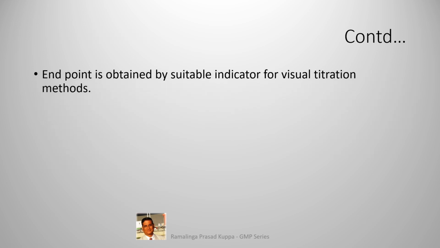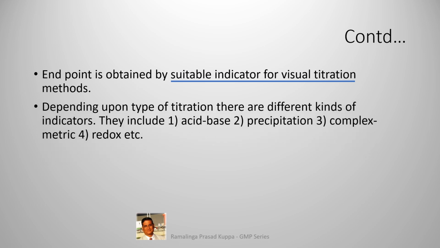Endpoint is obtained by a suitable indicator for visual titration methods. As discussed in the earlier slide, the endpoint is detected by a suitable colored indicator solution. The color change is identified by the naked eye. Depending upon the type of titration, there are different kinds of indicators. They include acid-base, precipitation, complexometric, and redox, etc. So there are several types of indicators used for specific purposes.